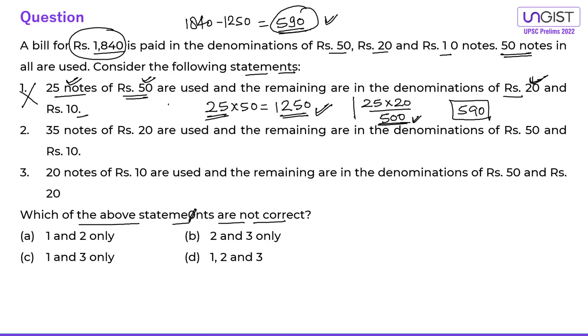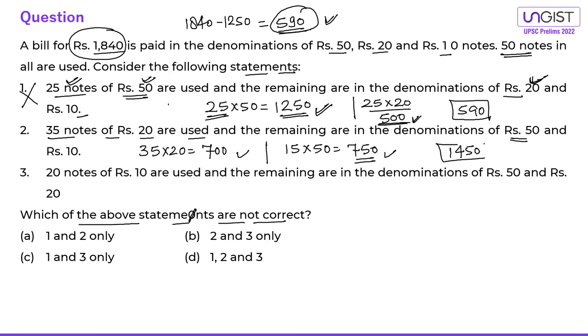Okay, the second one is 35 notes of rupees 20 are used and the remaining are in the denomination of rupees 50 and 10. 35 notes of rupees 20, 35 into 20 is what? 700. Okay. And now we are left with 15 notes. If we are using all 15 notes of rupees 50, then we can pay only rupees 750. So 750 plus 700, this is 1450, right? We need to pay rupees 1840. So 1840 cannot be paid by using this combination, right?